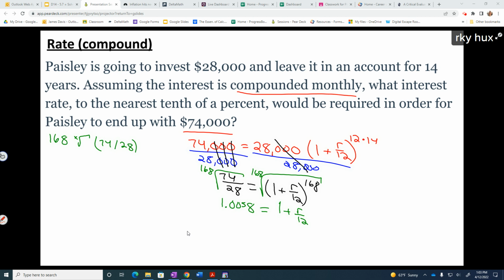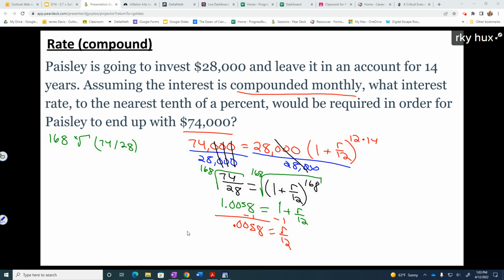We want to then move the 1 first. We'll just subtract the 1 first, the opposite of order of operations. When we do that, it's just going to cancel out the 1 here, so we're left with 0.0058 equals r over 12. And then we just multiply both sides by 12.